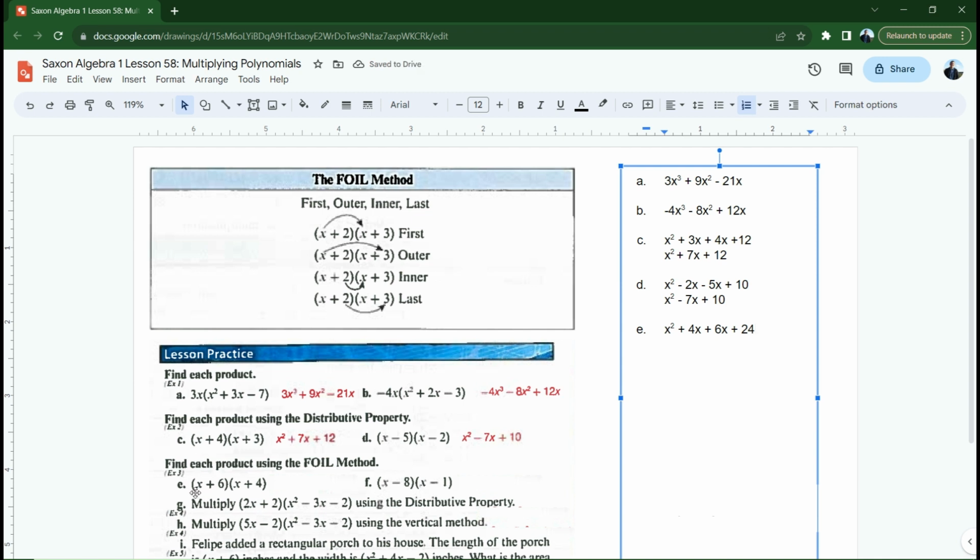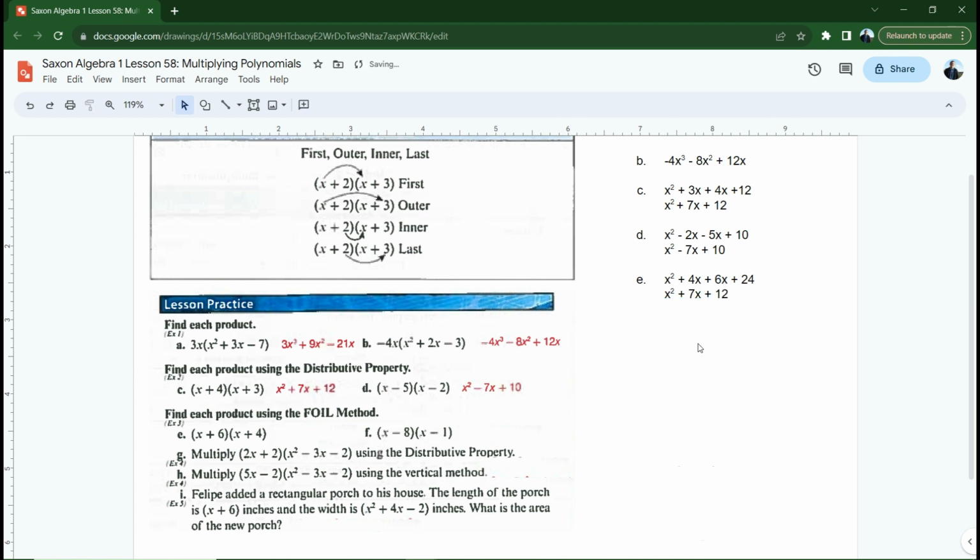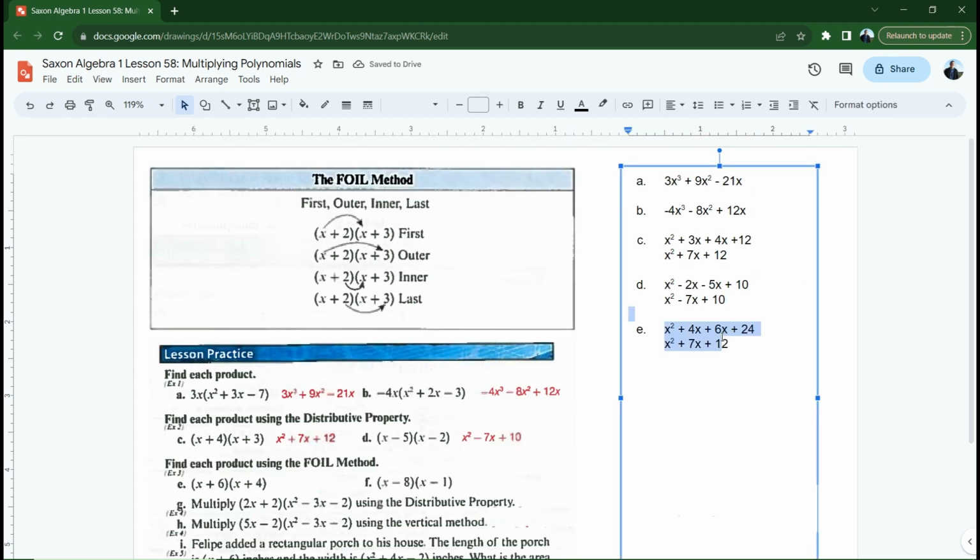So again, I did first x times x, outer 4 times x, inner 6 times x, and last 6 times 4. That's the FOIL method. I didn't think through it like I would think through normal distributive property, but really I was just doing the steps of the normal distributive property using the FOIL acronym. All right, then I need to ask myself, can I simplify by adding anything together? Yes, I can. I also need to fix the mistakes in this. So this is plus 24. And then 4x plus 6x is 10x.